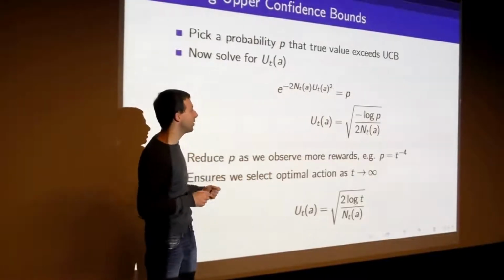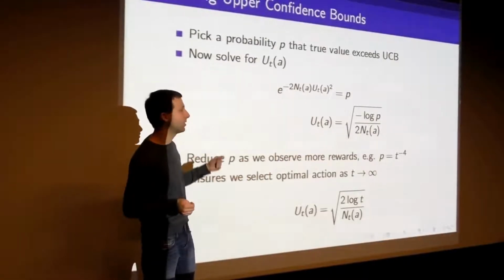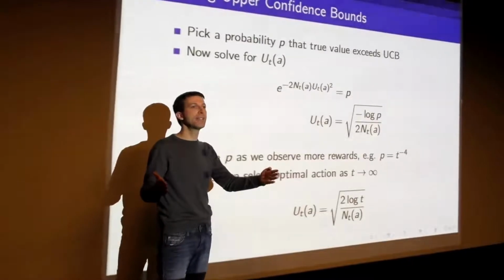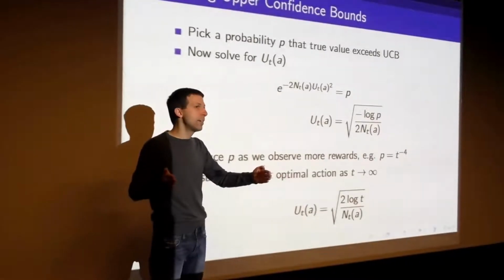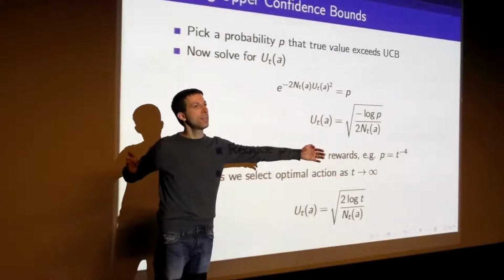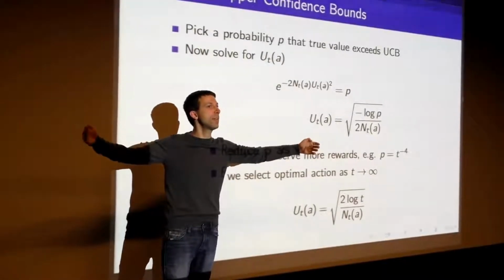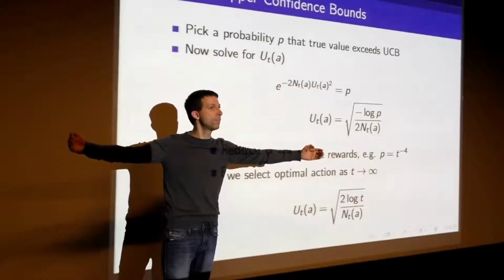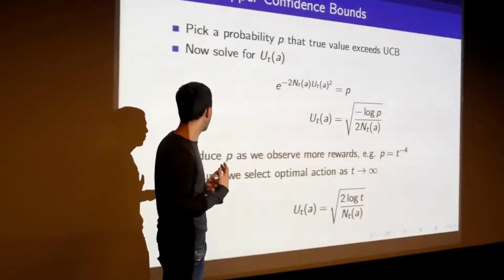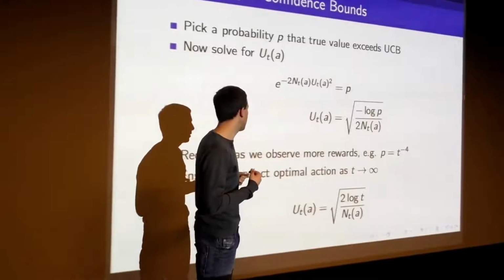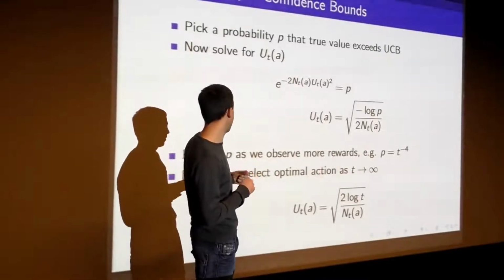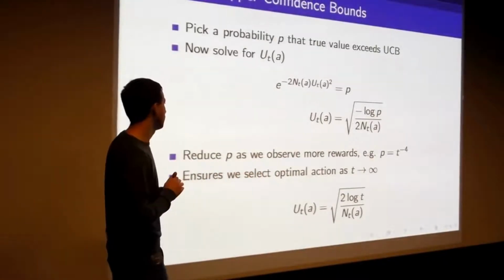So the second thing we do is we add a schedule to our p-value. We don't fix it to 95%. Instead, we slowly increase it over time to be more and more confident that we've included the true q value in our interval. So we want to make sure that we are guaranteeing that we select the optimal action as t goes to infinity.